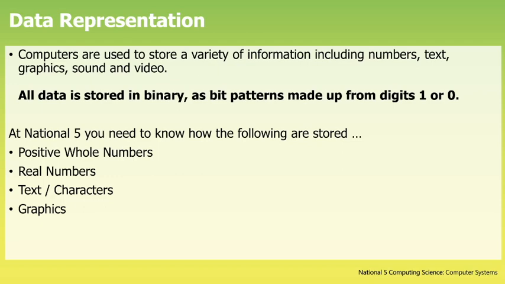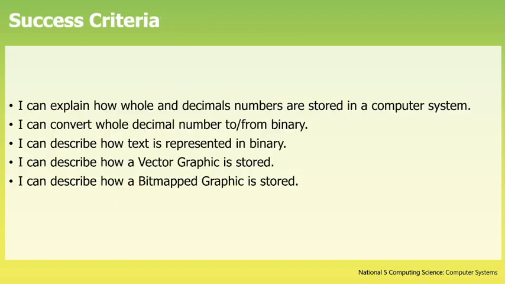At National 5, you need to know how the following are stored: positive whole numbers, real numbers, text and characters, and graphics. To that end, by the end of this video, you'll be able to explain how whole and decimal numbers are stored in a computer system. You'll be able to convert whole decimal numbers to and from binary. You'll describe how text is represented in binary. And you'll be able to describe how vector and bitmap graphics are stored.